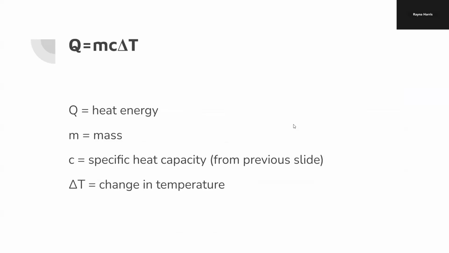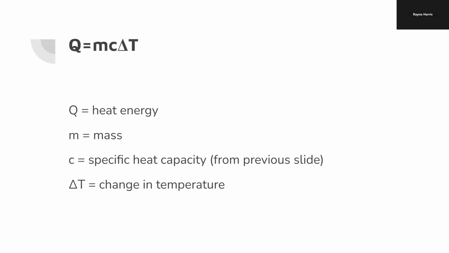Okay, so this is our main equation that we're going to work with today and tomorrow in lab. Q equals m c times delta T. Are y'all all familiar with delta, the triangle? Yeah, so delta means change in. Q stands for heat energy. m stands for mass. c stands for the specific heat capacity. And delta T stands for change in temperature.